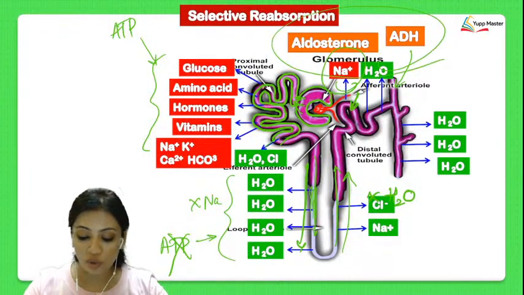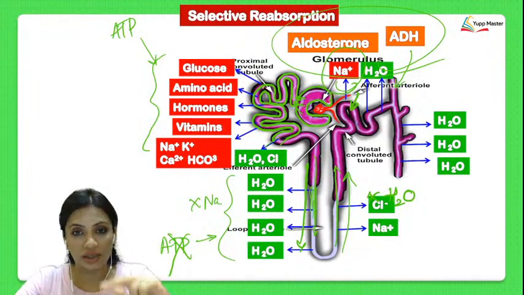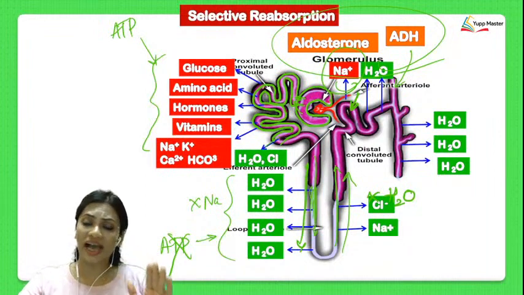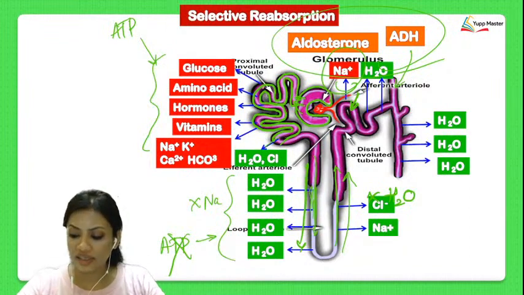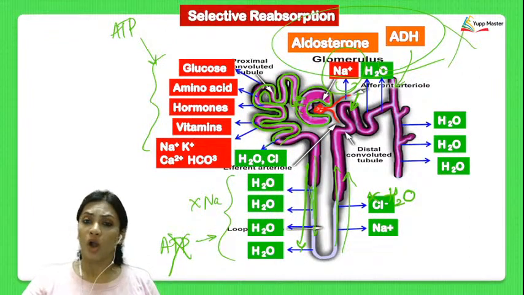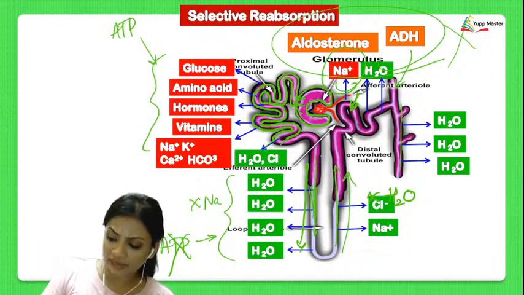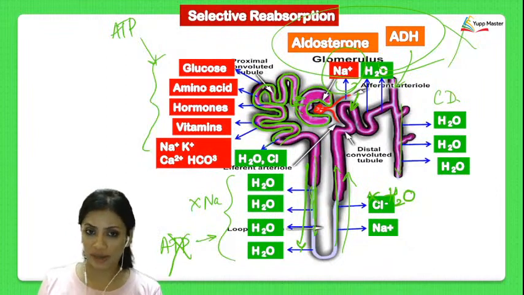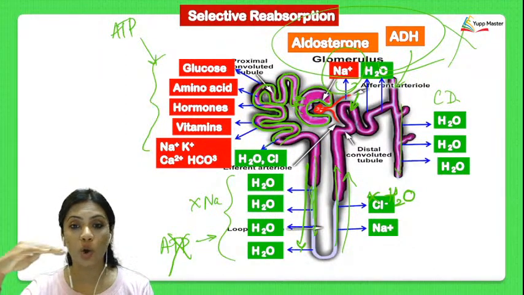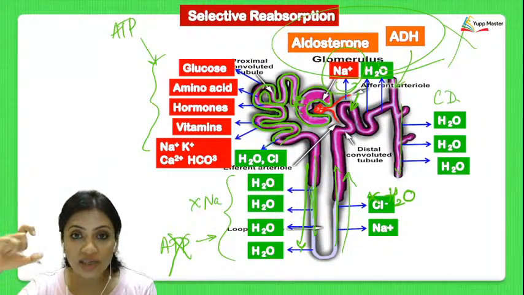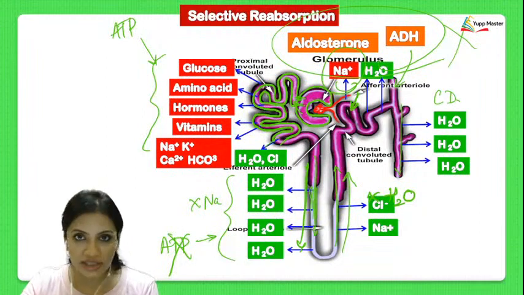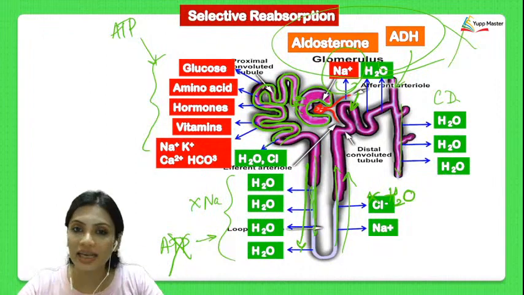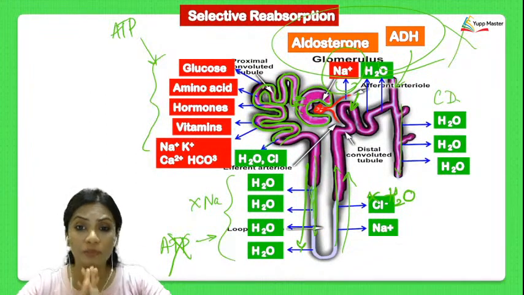But when are these two going to be working? Only if the body requires. Otherwise, if the body has enough water and enough salt, then these two hormones will not work. Also, at the level of the collecting duct, water will be reabsorbed too, if required. Alright. So this is basically how the reabsorption is happening in the whole nephron. And because only certain substances are being reabsorbed, we label this whole process as selective reabsorption. I hope this was clear.